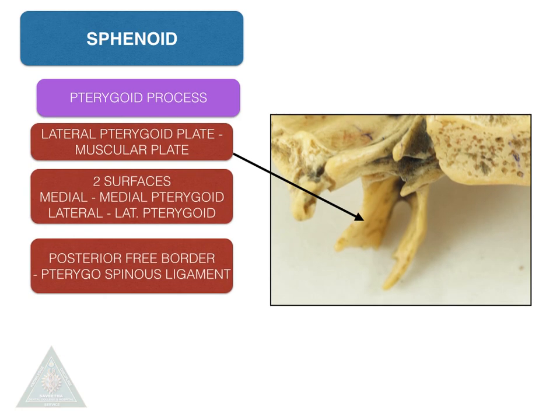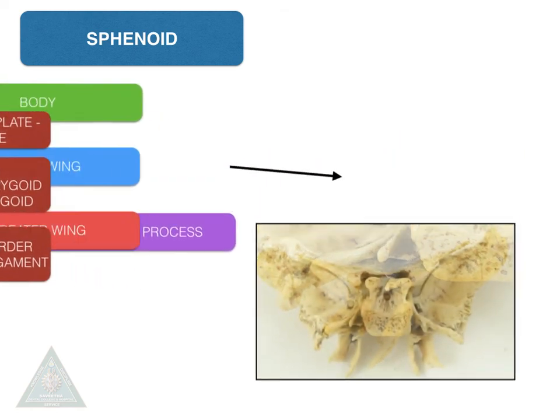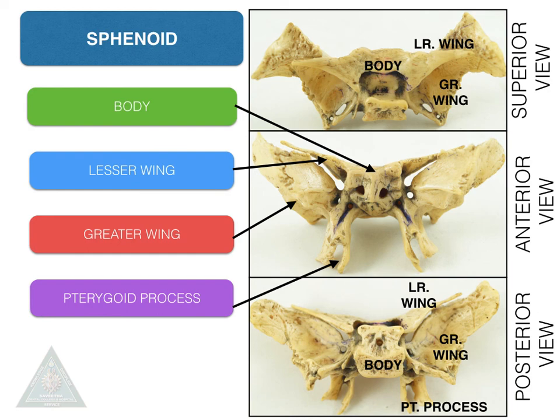Moving on to the lateral pterygoid plate, it's otherwise called a muscular plate. It has got two surfaces, a medial surface which gives origin to the medial pterygoid muscle and a lateral surface which gives origin to the lateral pterygoid muscle. We have a posterior free border. In the middle of the posterior border, we have a spine for the attachment of the pterygospinous ligament. These are the various features of the pterygoid process.